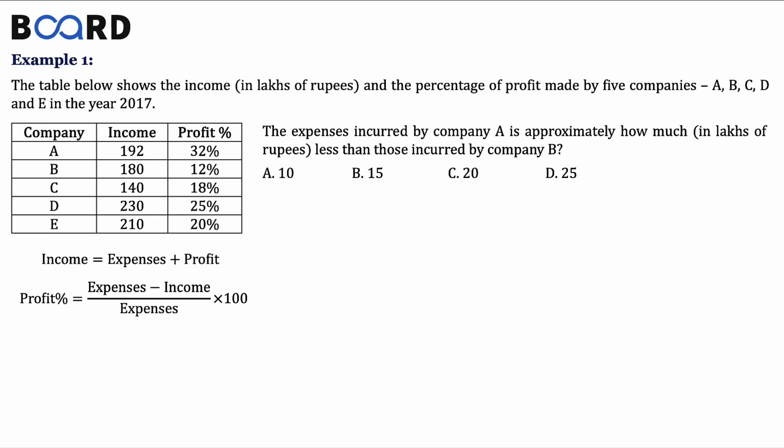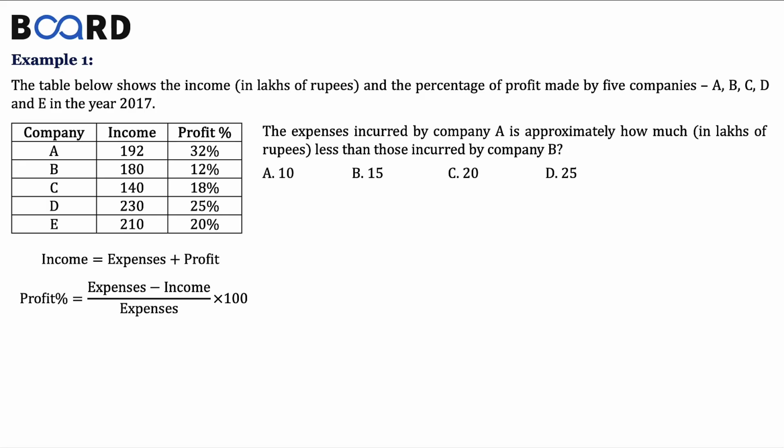Profit has to be the difference between them. Obviously, the income has to be more than the expenses. Then and only then it becomes a profit. That's what they have mentioned here. Income is equal to expenses plus profit. And profit percentage is given by expenses minus income upon expenses into 100. So expenses is the CP minus income, selling price. So it should be actually the other way around. Anyway, they're looking for the difference, nothing that important. So we already understood the meaning of profit percentage, the meaning of income here, and what expenses are.